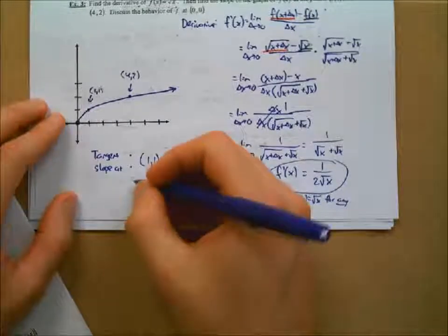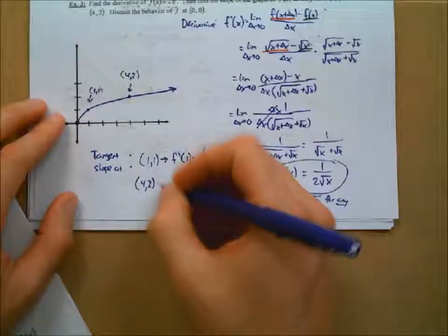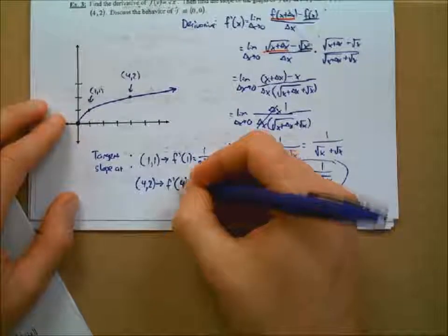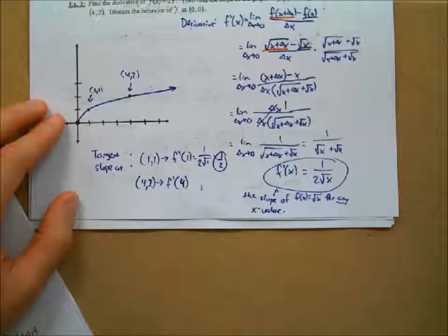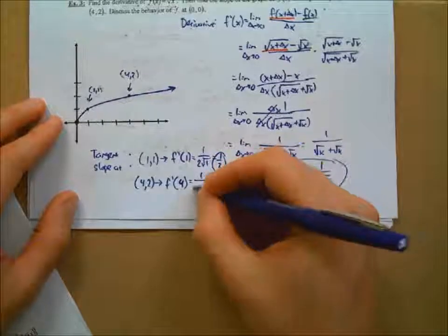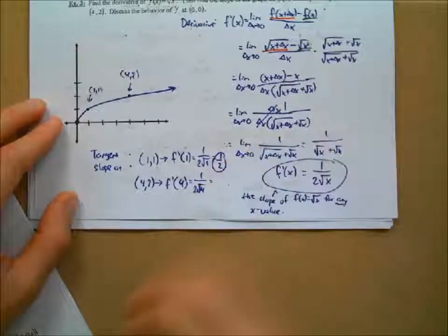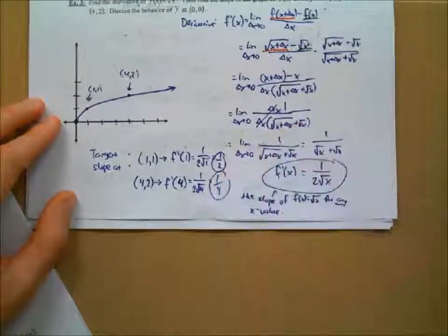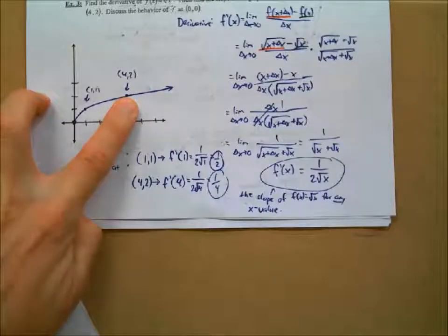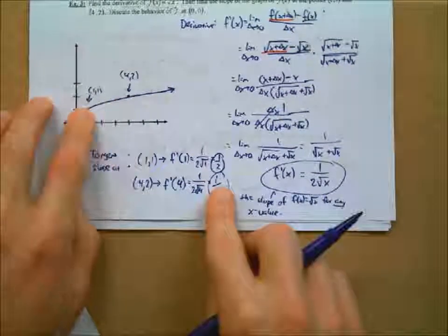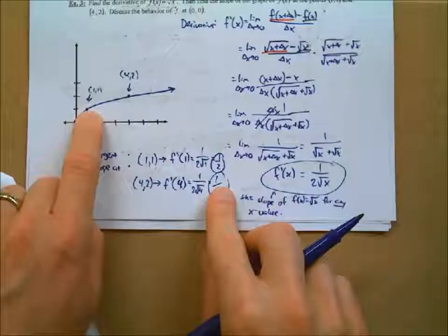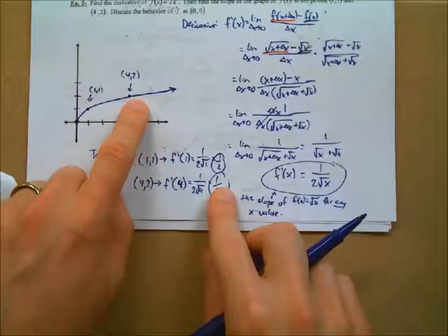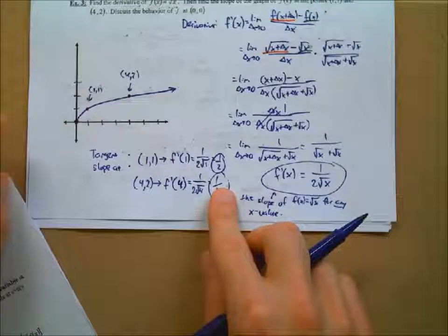Okay? Let's try the other point, 4, 2. F prime of 4, right? Again, the y-coordinate has no bearing on the value of our derivative. It's the x-coordinate here. So we'll plug in 4 to our derivative, 1 over 2 times the square root of 4. Well, 1/4. So the slope here is 1/4. Does that make sense? If you look here, this looks like it's more steep, so 1/2 is steeper than 1/4. 1/4 is more flat, and so it does look like it's flattened out there some. So we can convince ourselves of that.